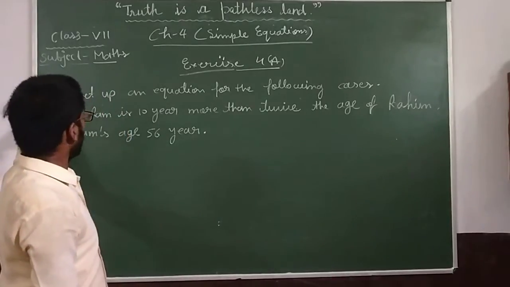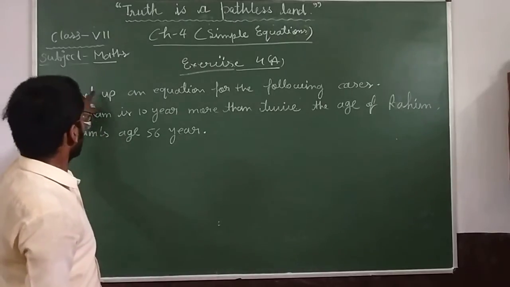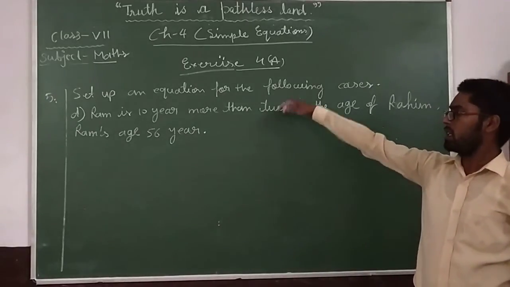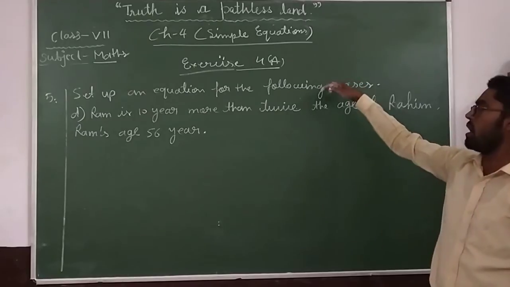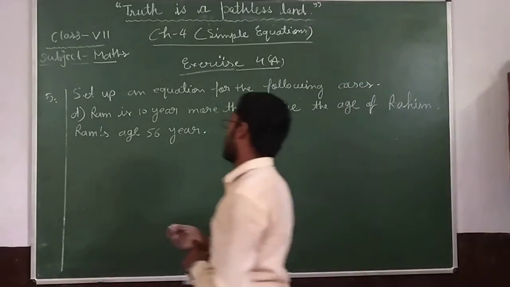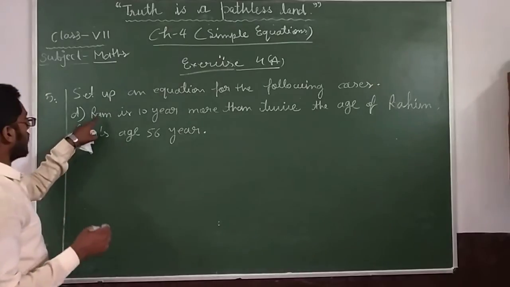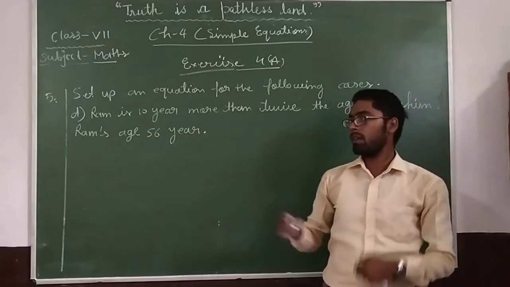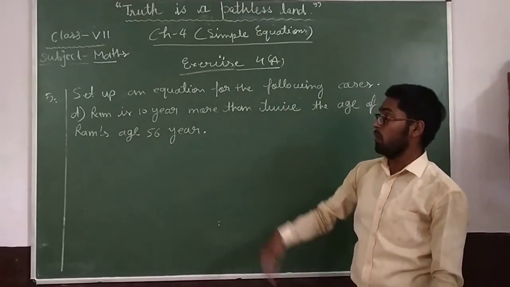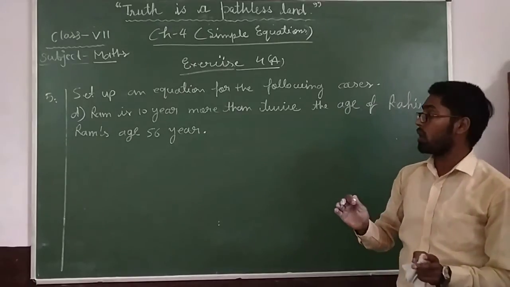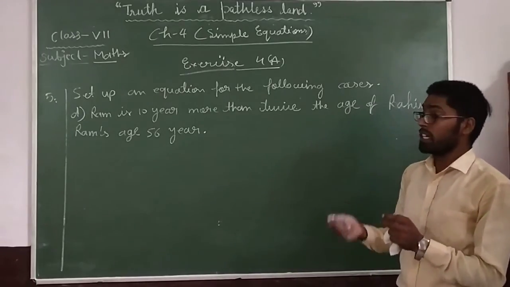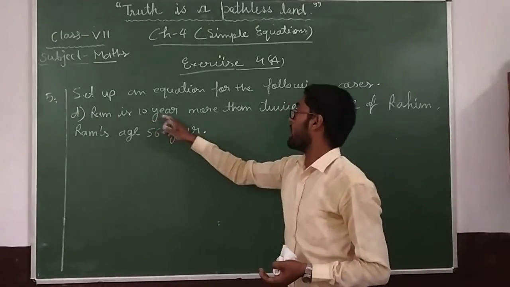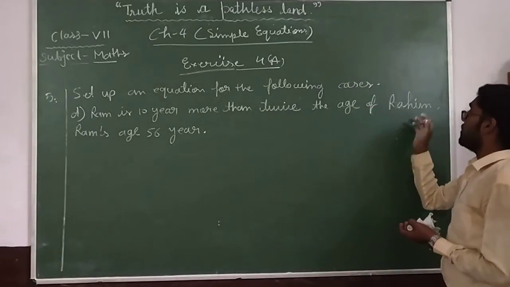Okay. With your next question. Next, question number 5 is: set up an equation for the following cases. Cases are given here. It means statements are given here, and you have to make a mathematical equation. So the question is: Ram is 10 years more than twice the age of Rahim. Ram is 10 years more, and than whom? Rahim. It means Ram depends upon Rahim. So Ram is 10 years more than twice the age of Rahim.